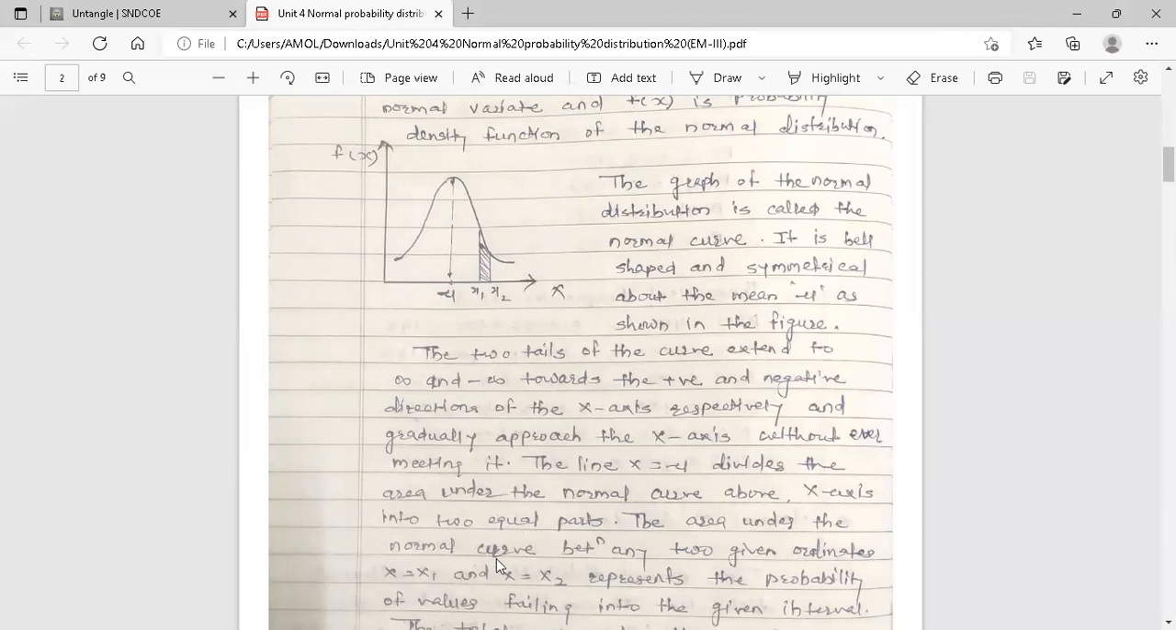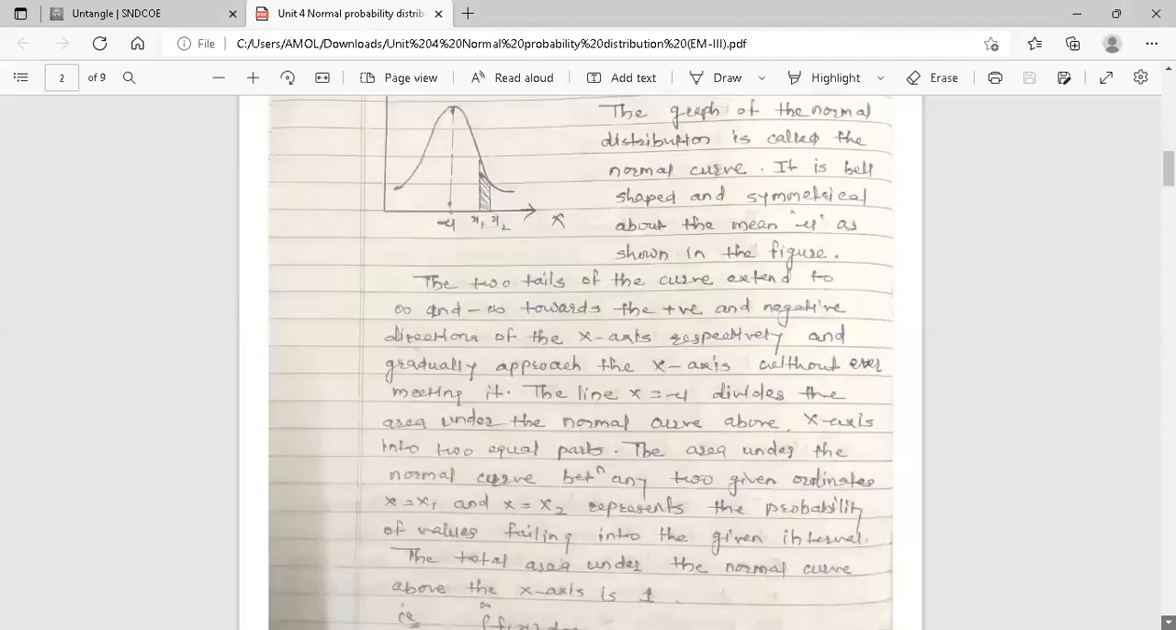The area under the normal curve between any two given ordinates x1 and x2 represents the probability of the values falling into the given interval. The area between these two ordinates x1 and x2, this shaded portion, represents the probability between these two ordinates x1 and x2.